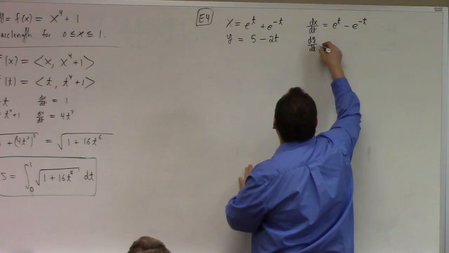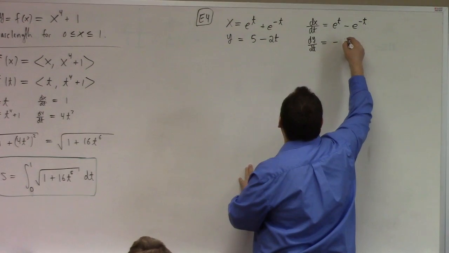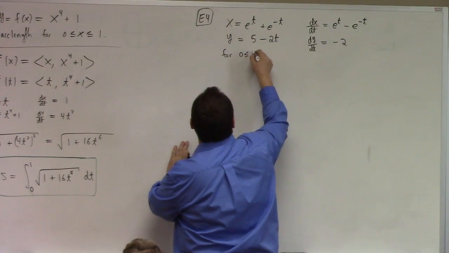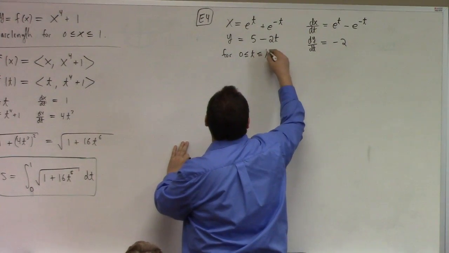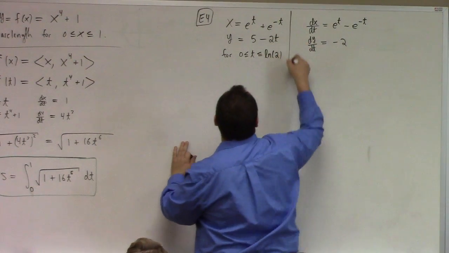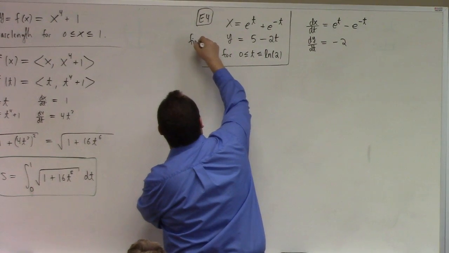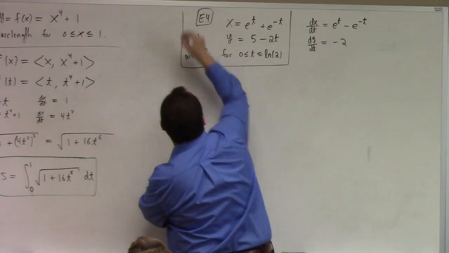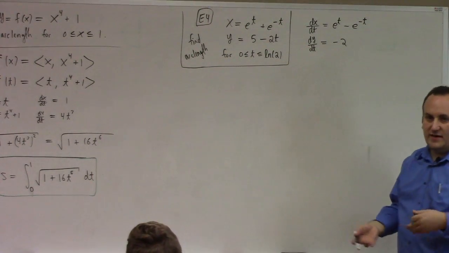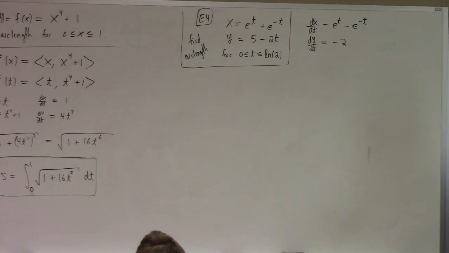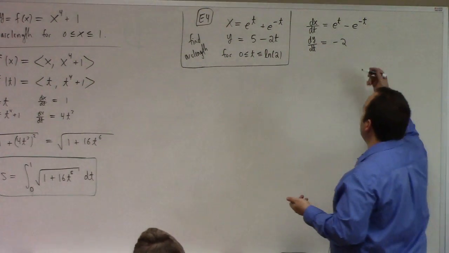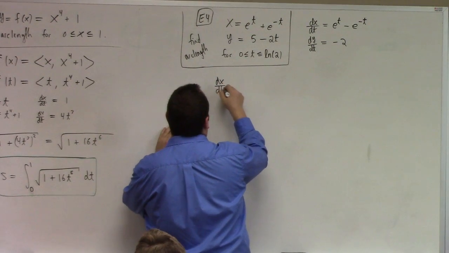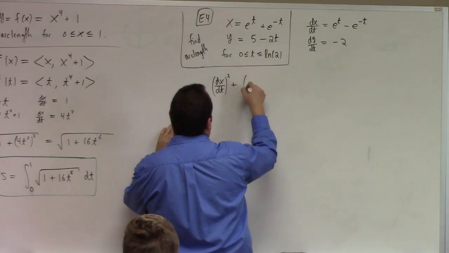Let's see here. I guess I should pick a parameter range, let's say for 0 less than or equal to t less than or equal to natural log of 2. That seems fun. Find the arc length. So what am I doing? I'm going to calculate the velocity of the x, the velocity of the y. I'm going to find the speed. I'm going to integrate it, and we'll be done with this example. So what's dx/dt squared plus dy/dt squared?